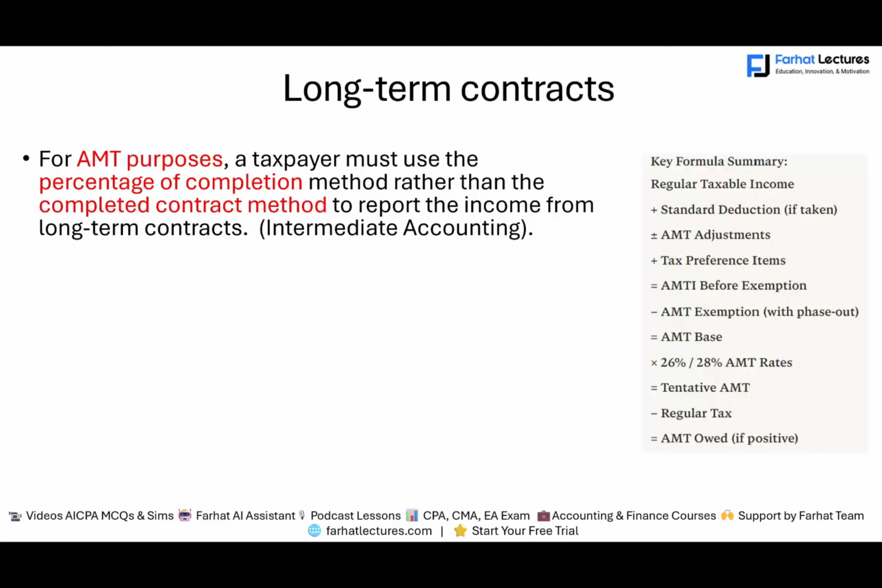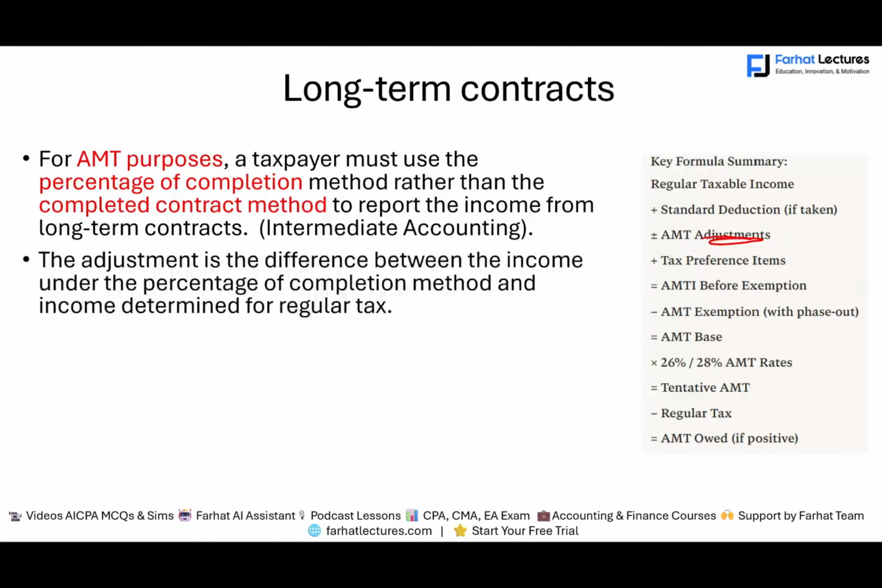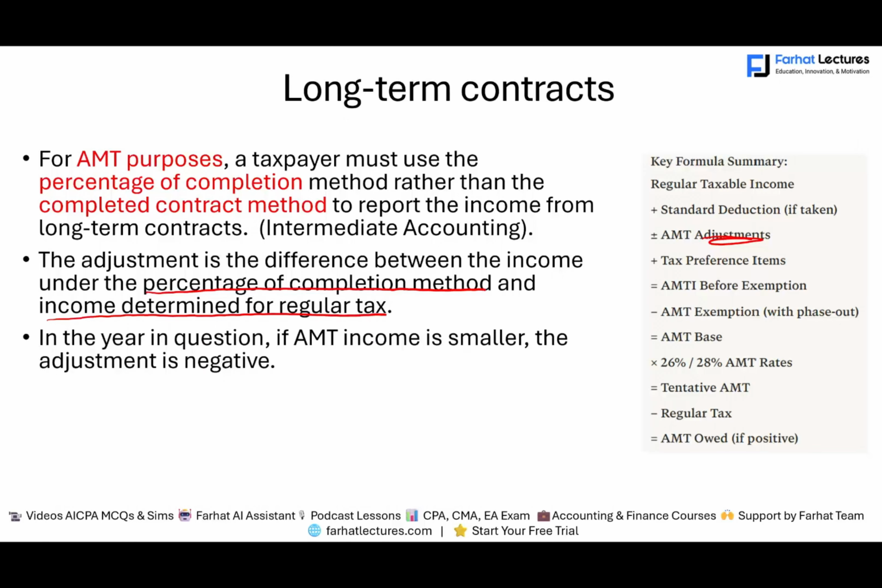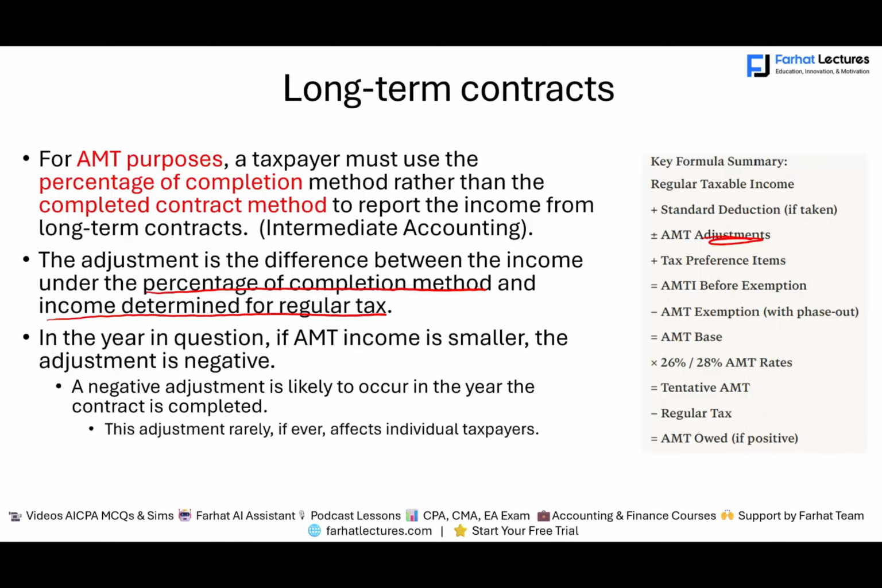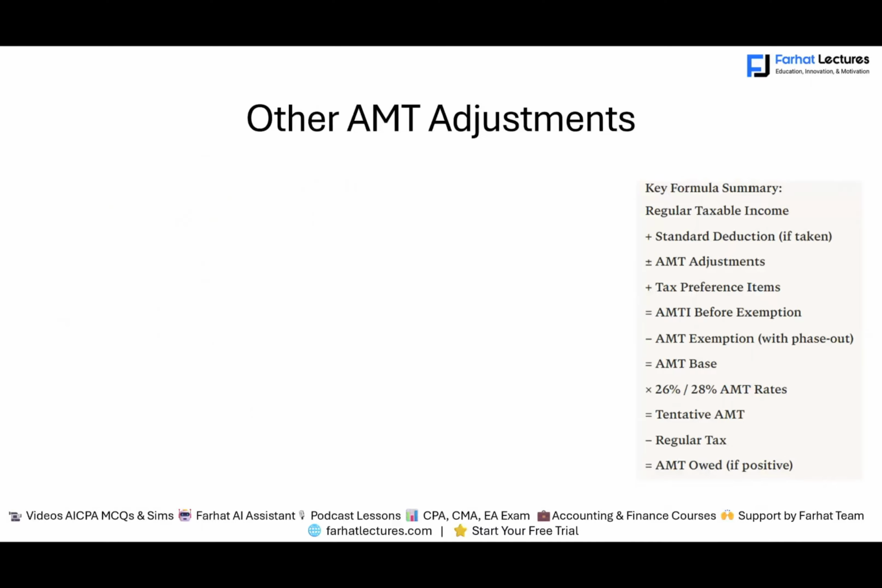Again, we're still working with adjustments here. The adjustment is the difference between the income under the percentage of completion method and the income determined for regular tax, which is the completed contract method. In the year in question, if AMT income is smaller, the adjustment is negative. A negative adjustment is likely to occur in the year the contract is completed. This adjustment rarely, if ever, affects individual taxpayers. It's more for corporations, but nevertheless, let's look at it just to learn about the adjustment.